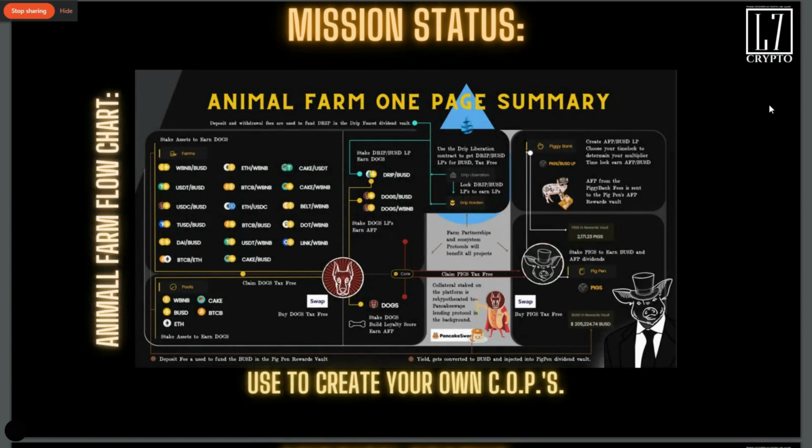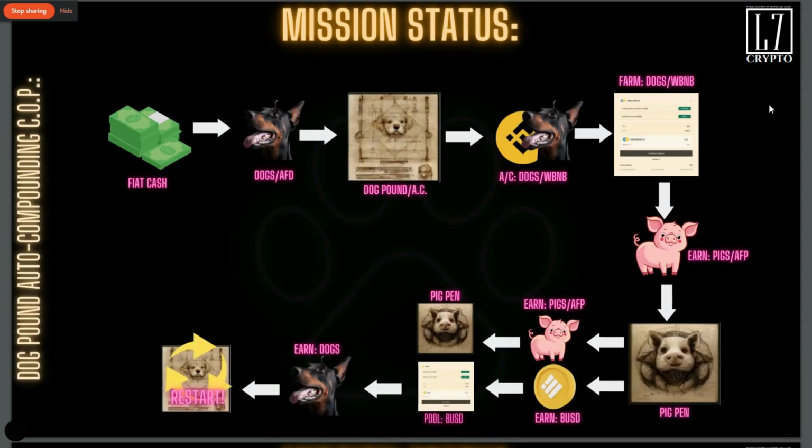This is the Animal Farm flow chart that Forex and the development department created. Use them to create your own COPs. Legends already know how to create them. They've been doing it for months now at this point. Create them and address them to your needs. Let's continue on. Here's an example. I just created one just so you have a visual of what they look like.